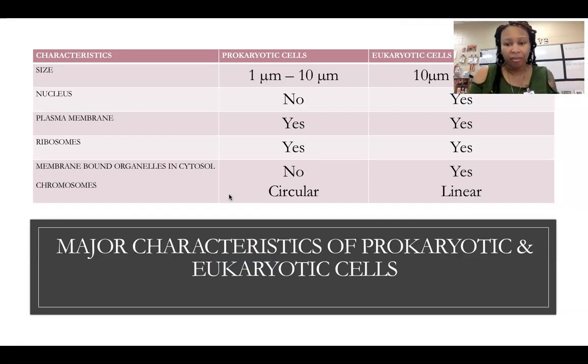So again, here's a chart that kind of compares the major characteristics of prokaryotes and eukaryotes. Make sure you pay attention to the yeses and the nos. The nucleus is not present in a prokaryote, although there is a plasma membrane and ribosomes. There's no membrane-bound organelles in prokaryotes, and the chromosome, the DNA, is circular. Whereas in eukaryotic cells, you're going to have nucleus, plasma membrane, ribosomes, and membrane-bound organelles. And the DNA, which is separated from the cytoplasm by a nuclear membrane, is going to be linear.